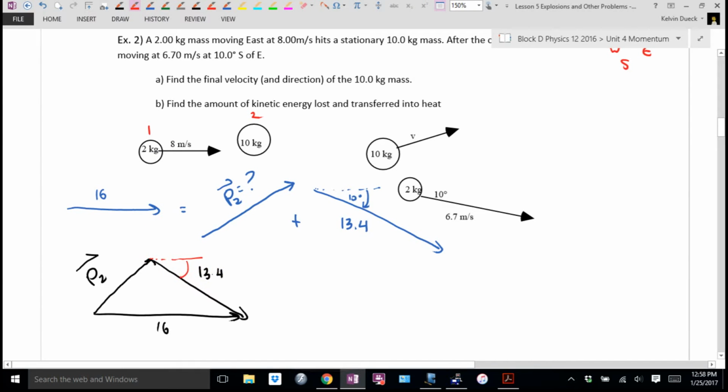Oh, how big was this angle right there? Doesn't help me. Or does it? And once again, oh, I have two sides and the angle between them. You know what? This is going to be a cosine law question. Okay. I think I can go like this. Mystery momentum of 2 squared equals 16 squared plus 13.4 squared minus 2 times 16 times 13.4 cos 10.